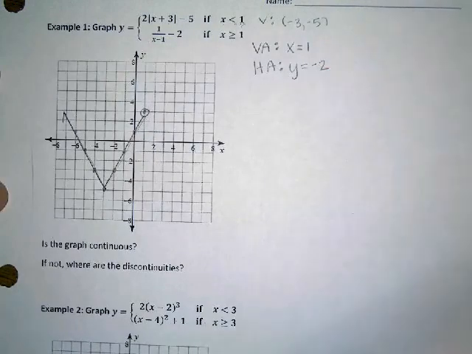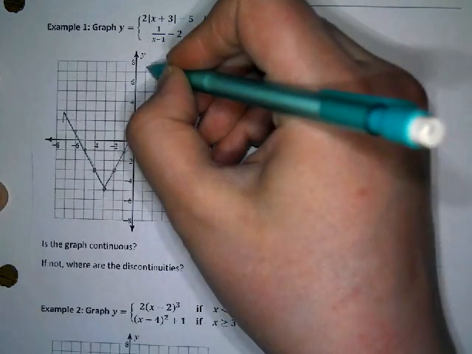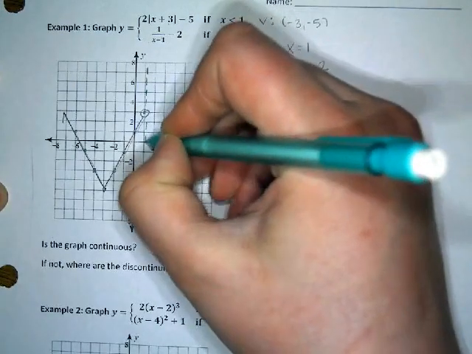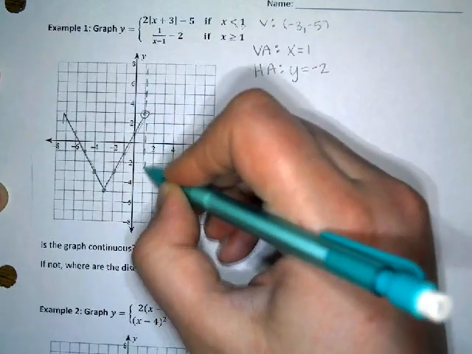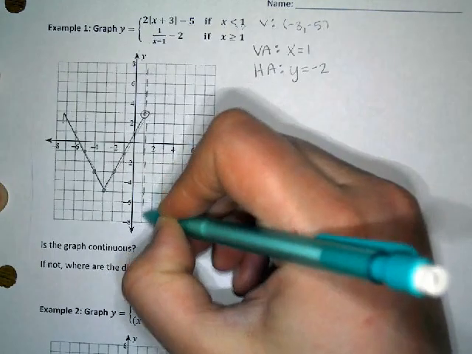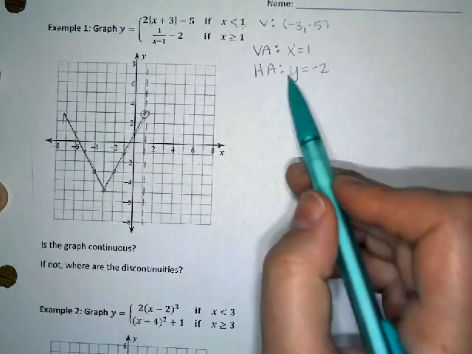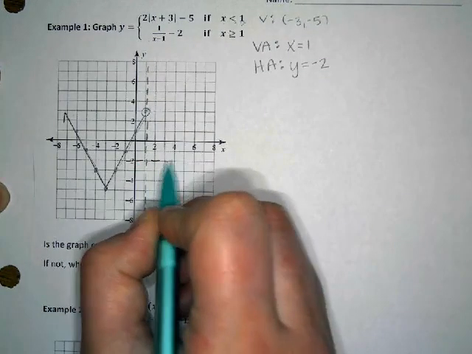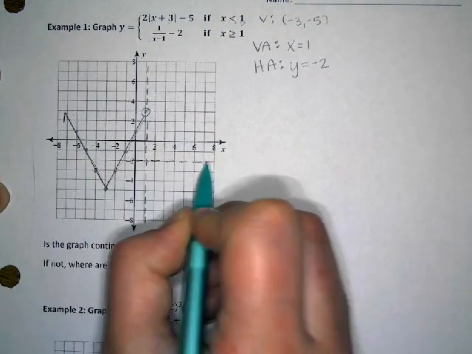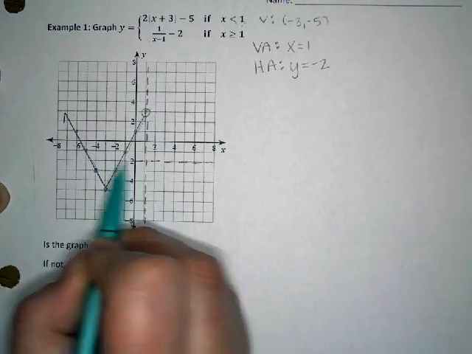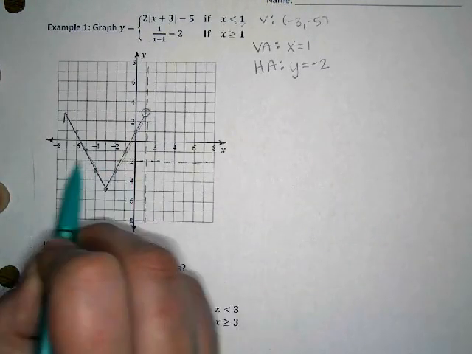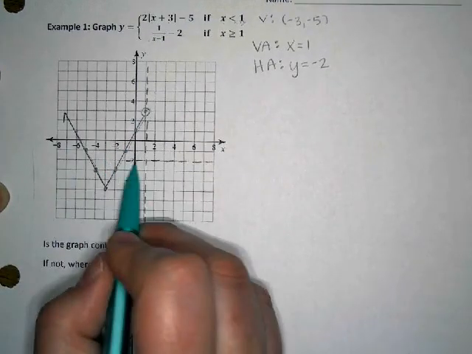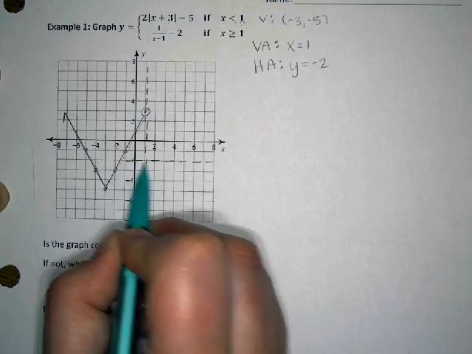Okay, so I'm going to draw in the vertical asymptote. And I'm going to draw in the horizontal asymptote at -2. I'm not going to draw the horizontal asymptote going all the way over here, just because I don't think I'm going to be using this part of the graph since the v is already there. So I'm going to stop my horizontal asymptote just kind of right in here.